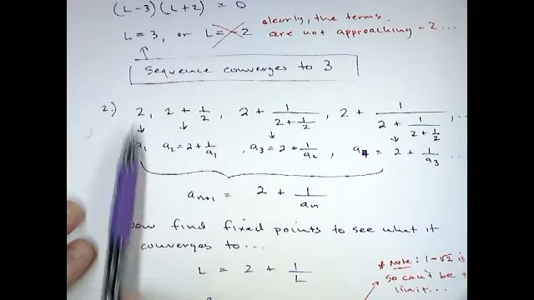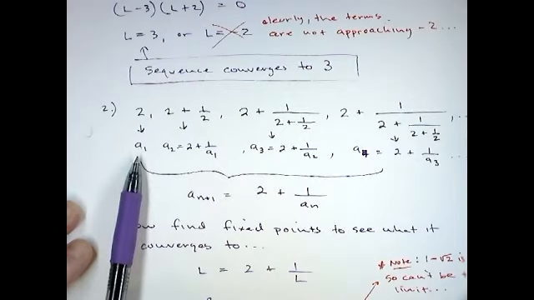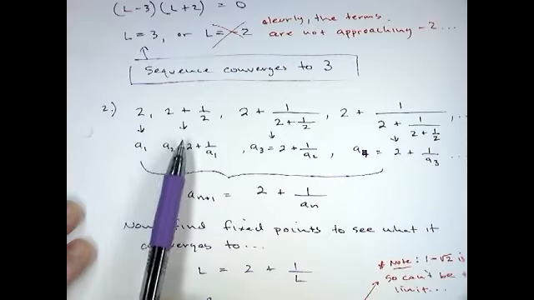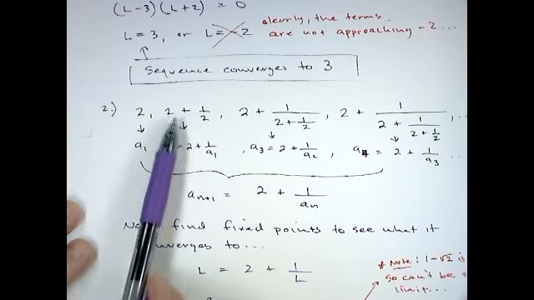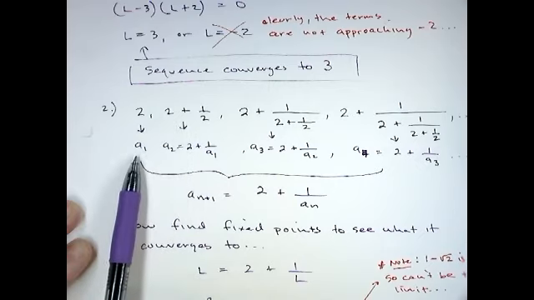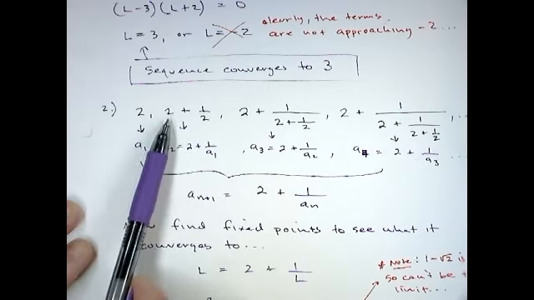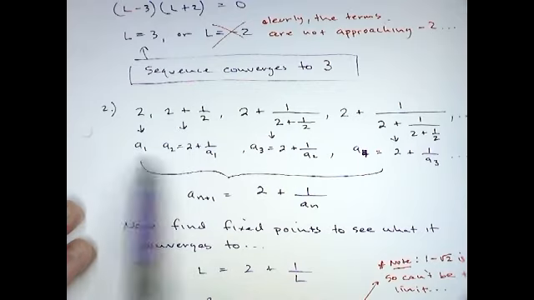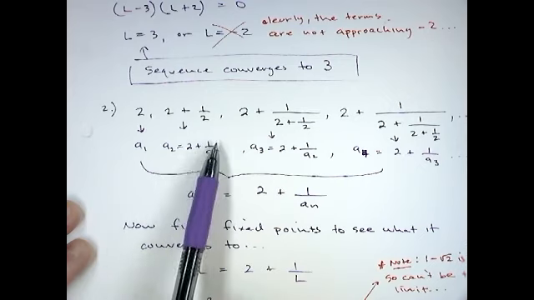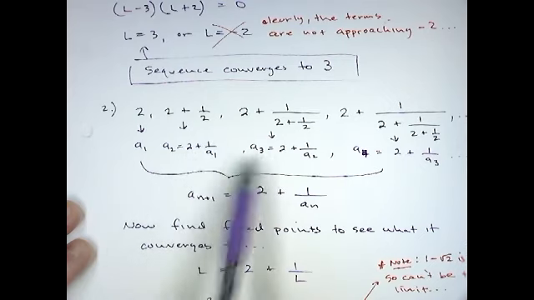So 2 is our first term in the sequence. We'll call that a sub 1. And remember how a recursive sequence works is you want to come up with a formula for how you get to the next term based on the previous term. Well, the next term was 2 plus 1 over 2. It was 1 over this number here. So a sub 2 is 2 plus 1 over a sub 1.